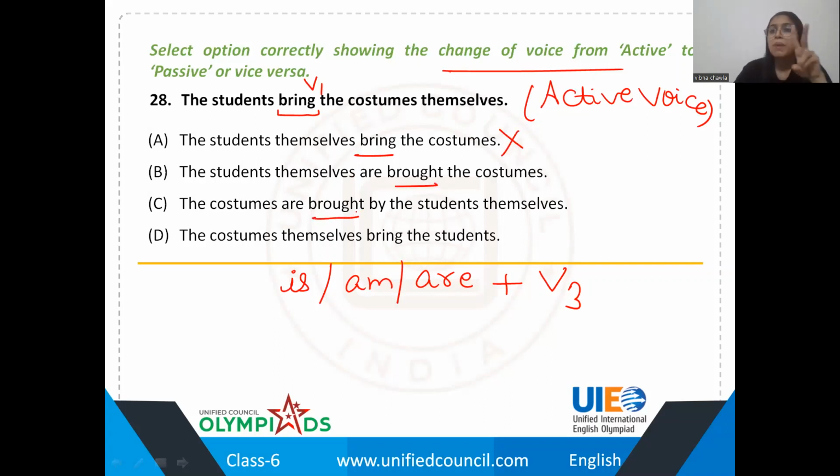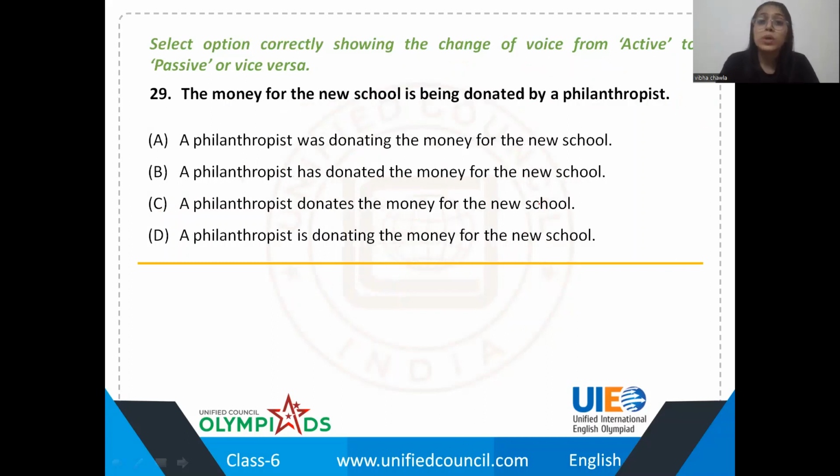In these two, past participle form is given. This can also be eliminated. Now see, the object of active voice becomes subject in passive voice. So this is the right option. The costumes are brought by the students themselves. Option C.